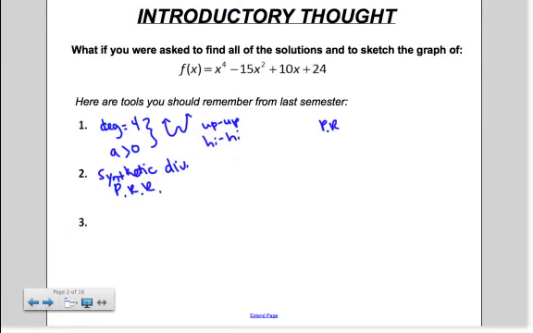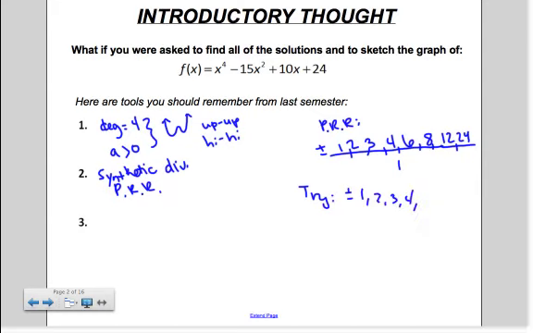Plus and minus 1, 2, 3, 4, 6, 8, 12, and 24, all of that over our factor of our first one, which is simply 1. So that's all of our numbers. We're going to condense time by not writing the plus or minus before all of them because that's time consuming. We know what we mean. So that's everything we're going to try.